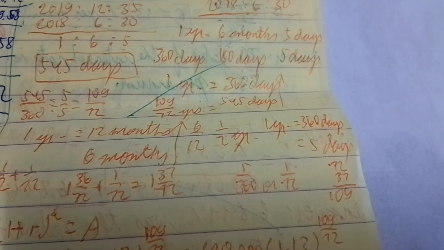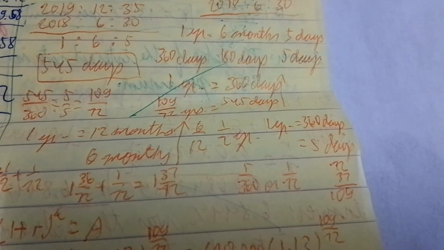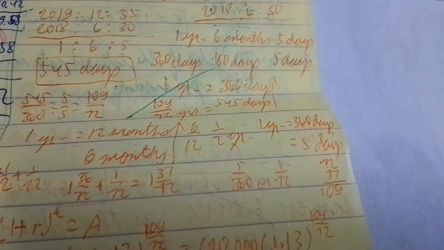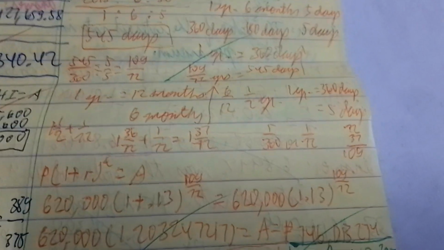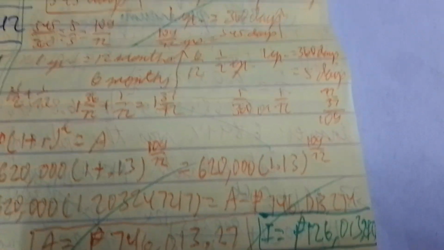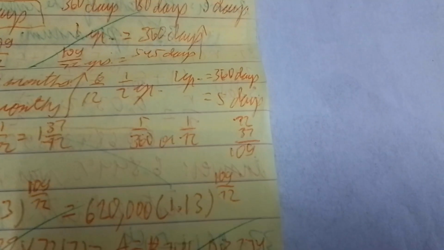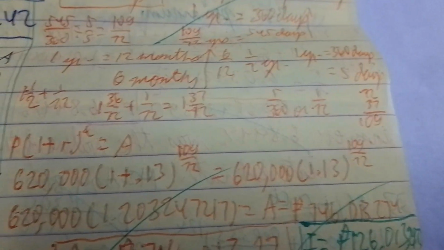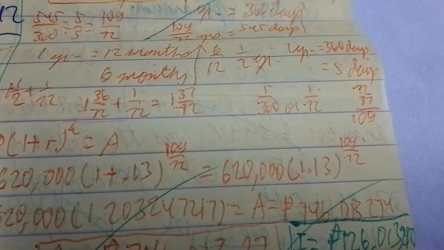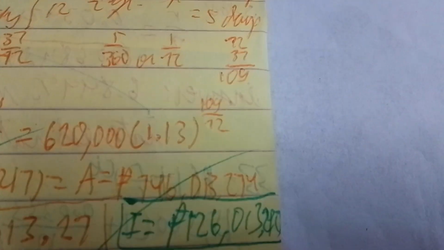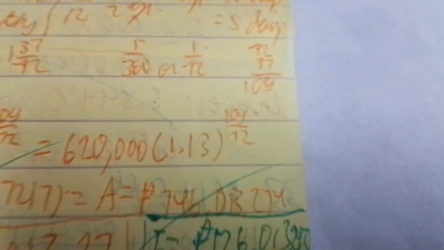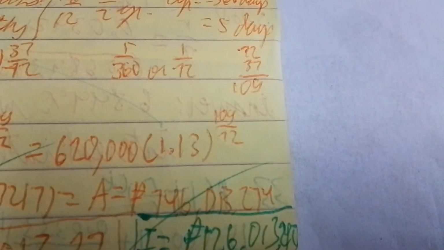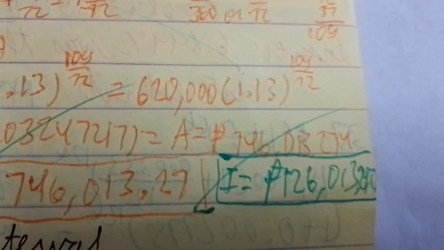Doing that, we're supposed to get 109 over 72. So either way, we still get the answer. Now we have to apply the formula. Remember that's the answer we got, so we raise 1.13 to the 109 divided by 72 power. We get 1.203247217, then multiply by the principal to get the amount of 746,013 pesos. Rounded off, we get 27 cents.